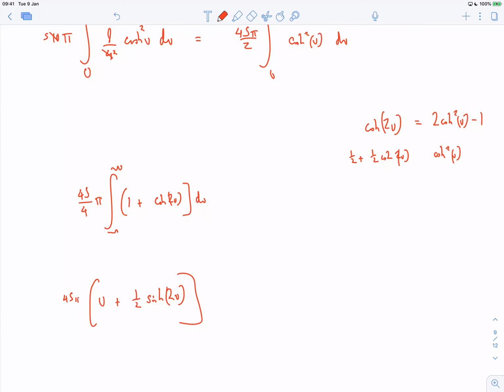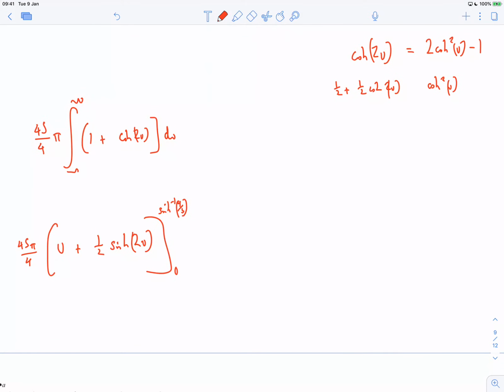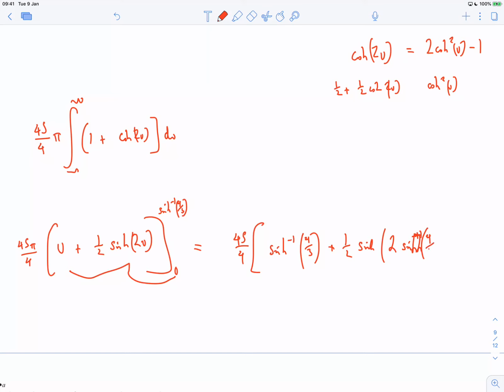Yeah, and this is going to be 45 pi over 4, and this is going to be between inverse sine of 4/3 and 0. So really, when I sub 0 into all these things, that's 0. So actually what we've got is 45 over 4 lots of inverse sine of 4/3 plus a half of sine of 2 lots of the inverse sine of 4/3. They wanted it to 3 significant figures.